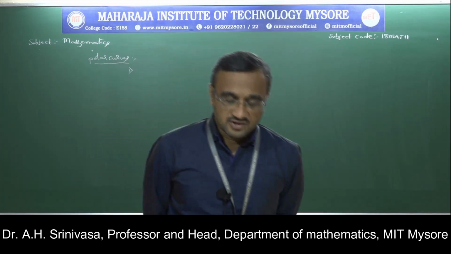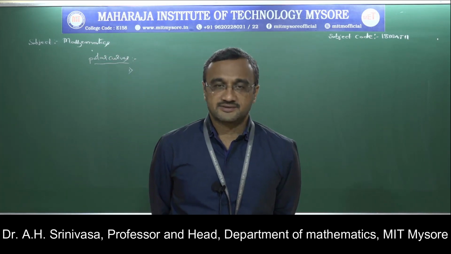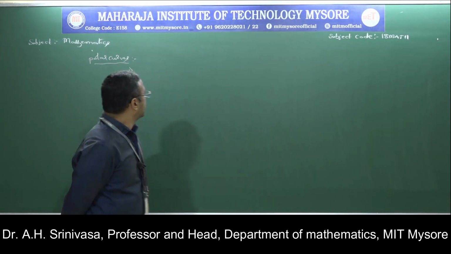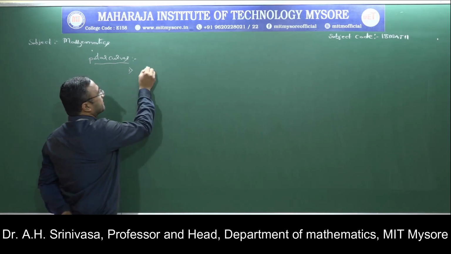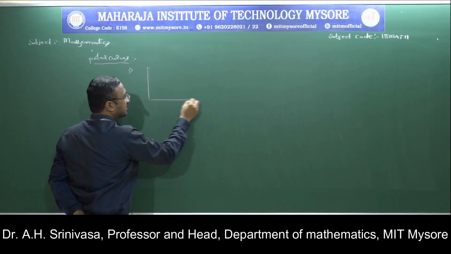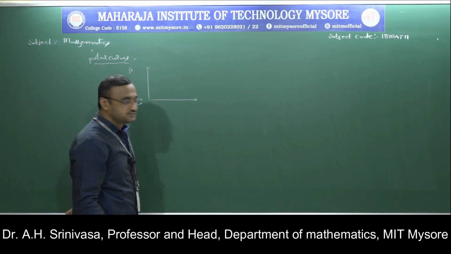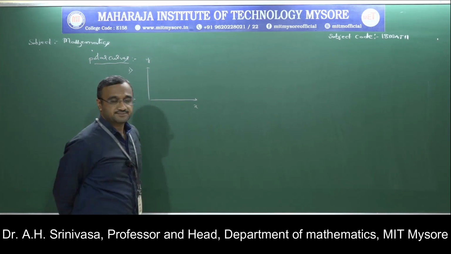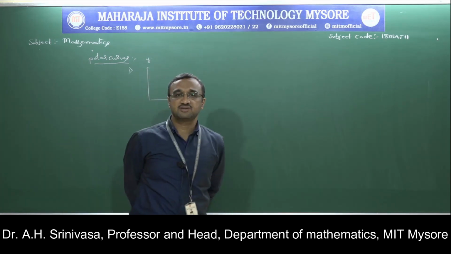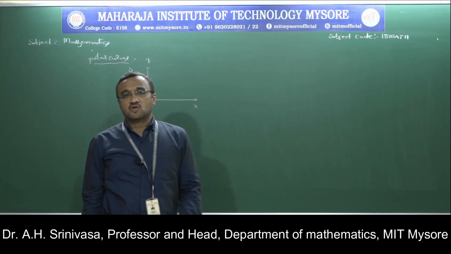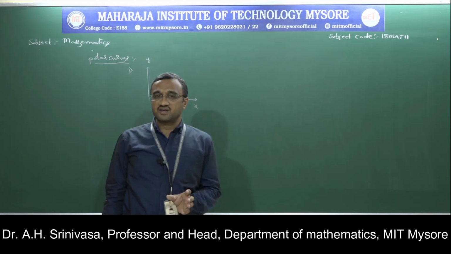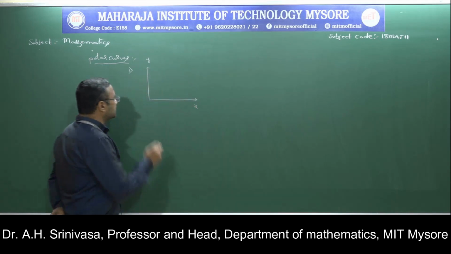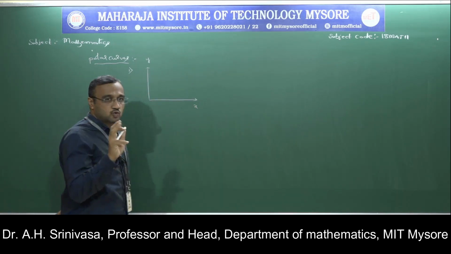First, let me explain what polar coordinates are. Everyone knows what Cartesian coordinates are. In a plane, this is a vertical line and this is a horizontal line. This is called the x-axis and this is called the y-axis. So this is what we call Cartesian coordinates. If the coordinates contain x and y, we call them Cartesian coordinates. In these Cartesian coordinates, we only see 2 paths.